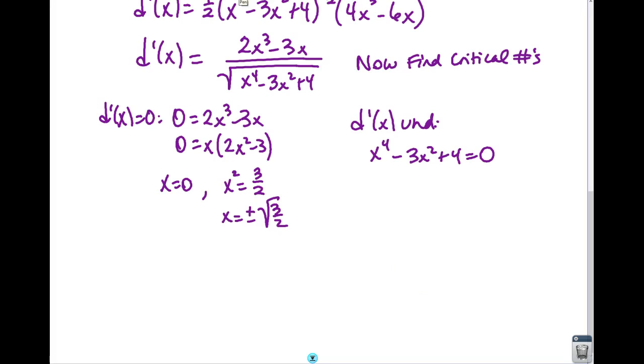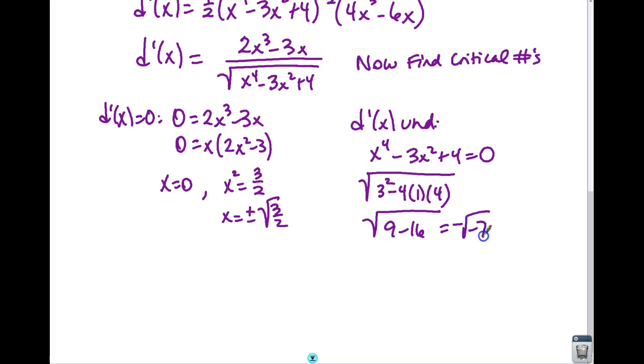But luckily, the nice thing is this, I know I can't factor it. If I plug this into the quadratic formula, the only thing I need to check is that b squared minus 4ac. So 3 squared minus 4 times a times c. So this is going to be 9 minus 16, root negative 7. So this tells me there are no real solutions, which is good. That means there's no critical numbers from my denominator equals 0. We're safe here, guys. Whew, that was a close one.